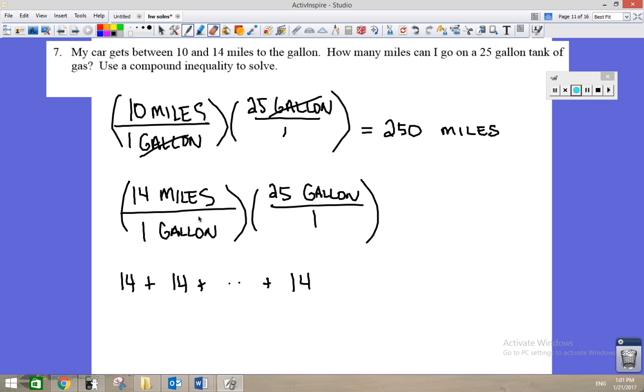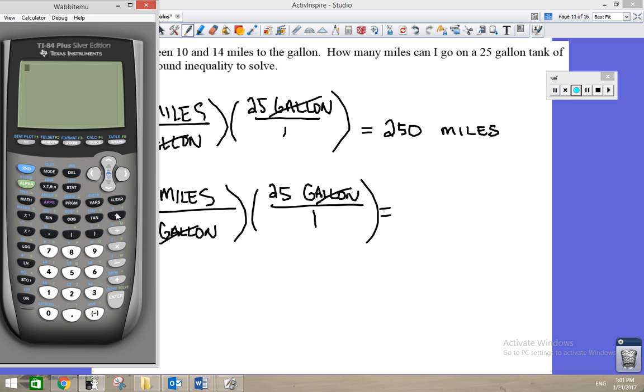Again, that repeated addition is just multiplication, and the gallons cancel here. 14 times 25, maybe 350, I don't know what that would be. I better not try it. Not very good at mental arithmetic, especially for being a math teacher. 350, okay.